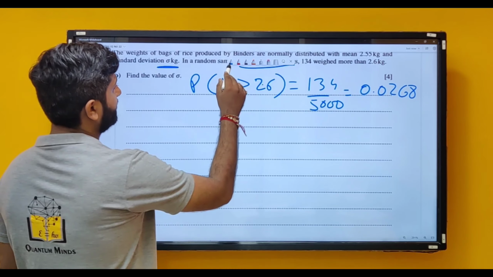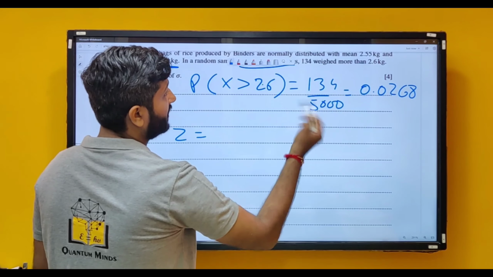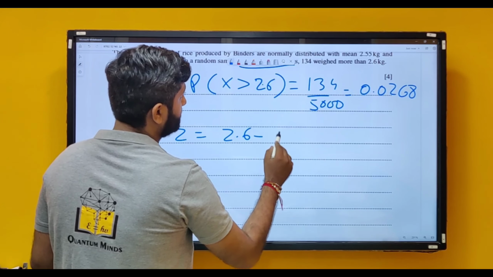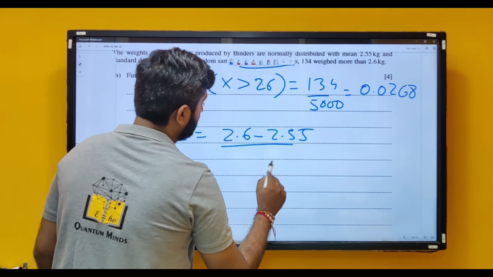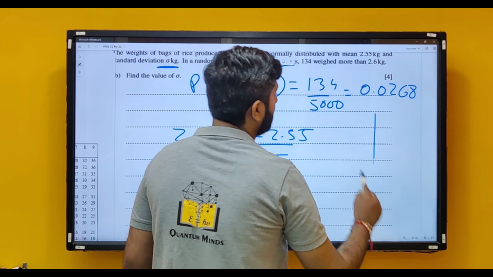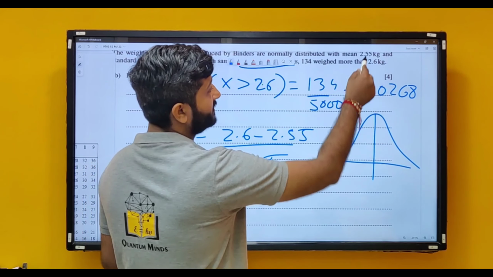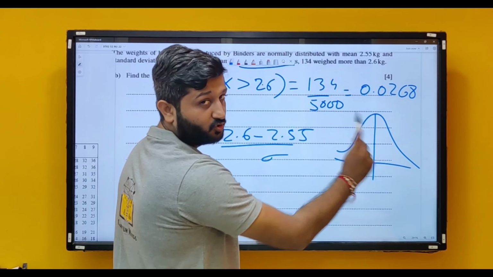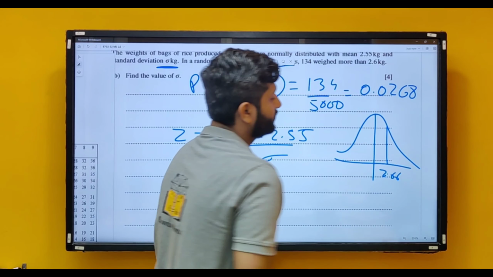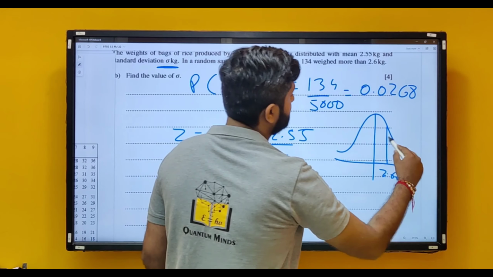So you already know, guys, Z is equal to X minus mu upon sigma, which is 2.6 minus mu upon sigma. I'm supposed to find sigma. But I already know that the probability of weighing more than 2.6 is, see, 2.55 is my mean. So 2.6 is obviously going to be on the right hand side of 2.55. Let's say this is 2.6. So the probability of weighing more than 2.6 is this region.